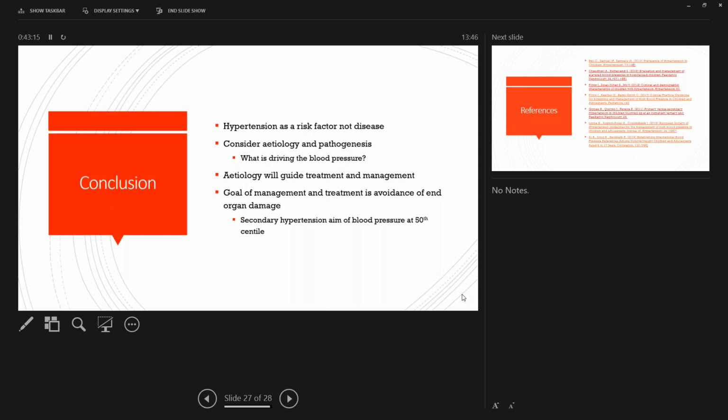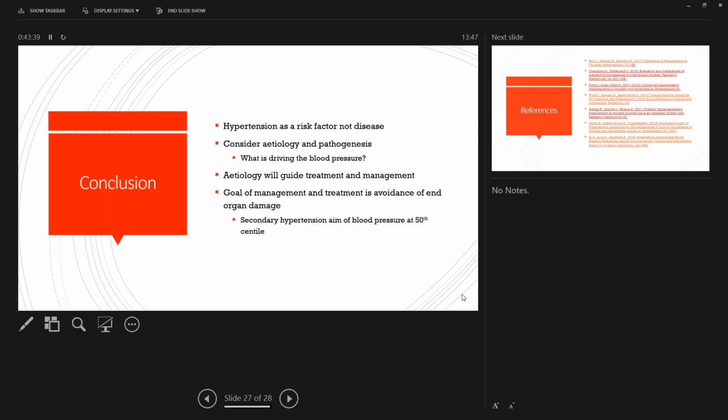Is it volume or salt overload from an acute picture such as glomerulonephritis? Or is it more chronic with vascular complications? Or is it a glomerular or tubulointerstitial problem direct to the kidney? Your etiology will guide your treatment and management. And then the goal of management and treatment is avoidance of end organ damage.